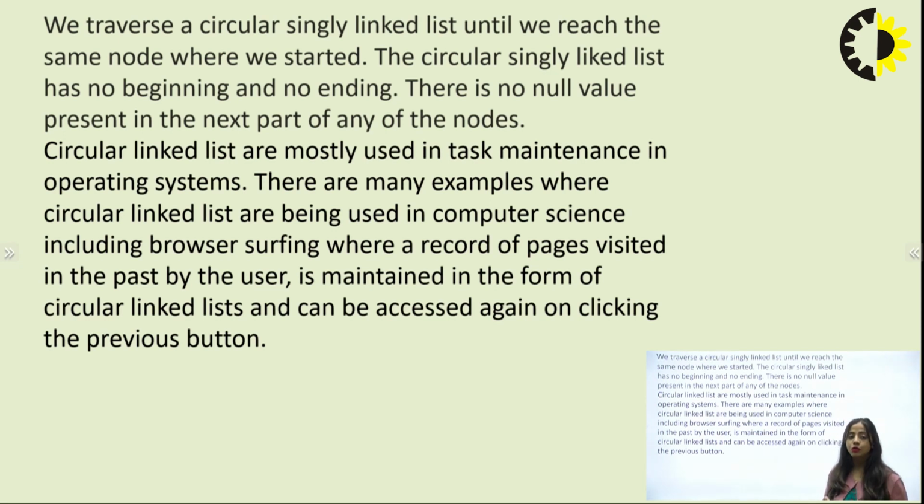Circular linked lists are mostly used in task maintenance in operating systems. What's the job of a circular linked list? It maintains the tasks of the OS. Like while you are browsing or surfing, a record of pages visited in the past by the user is kept. When we surf the internet, we have a record called history that keeps the records of the pages you visited, right? That happens in Google Chrome or any other browser you use. So that is because of circular linked list.